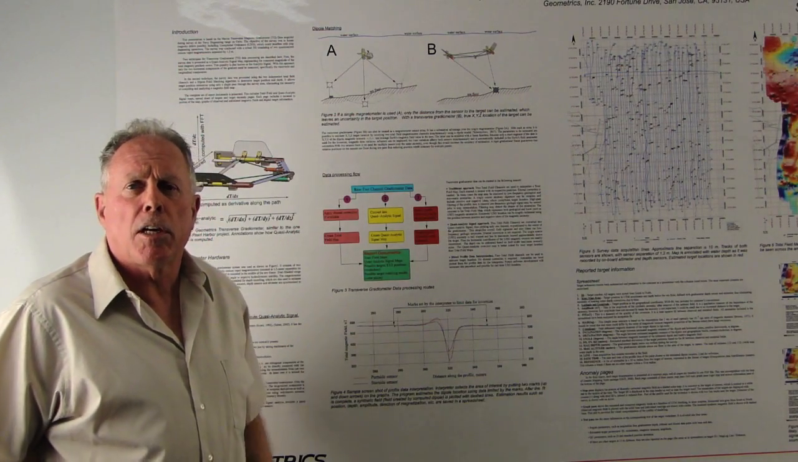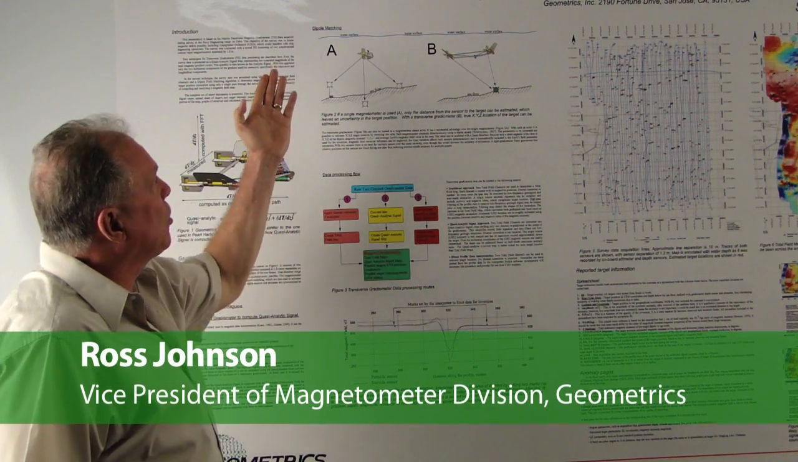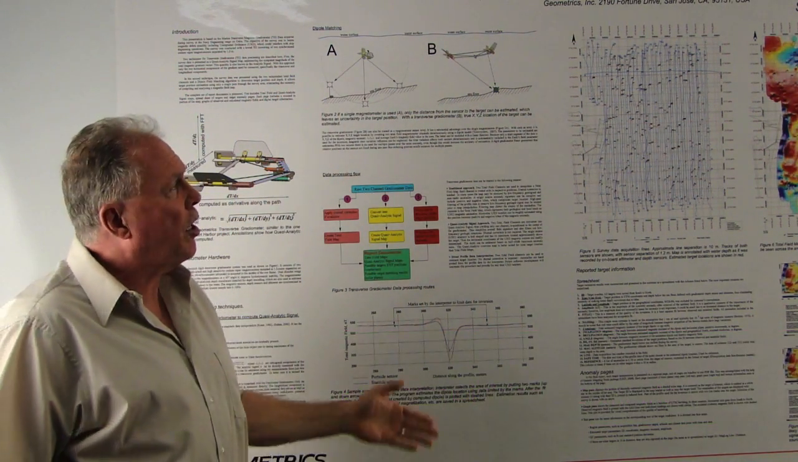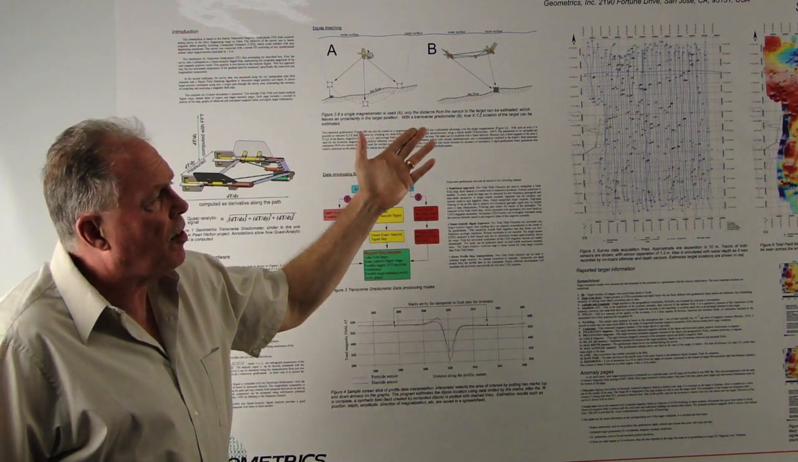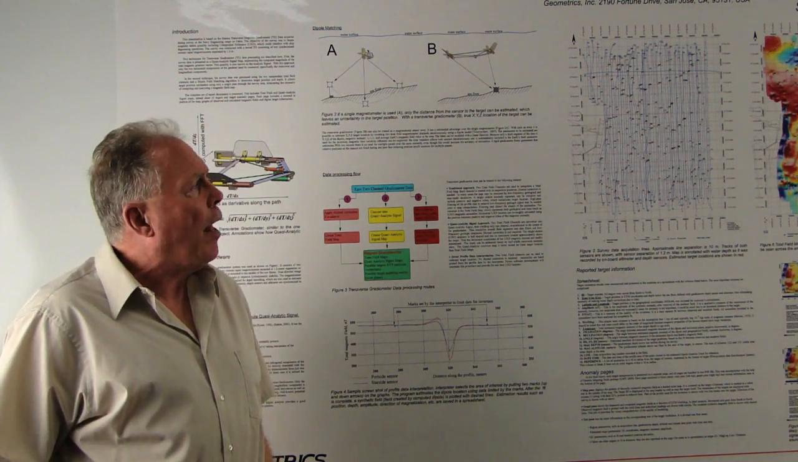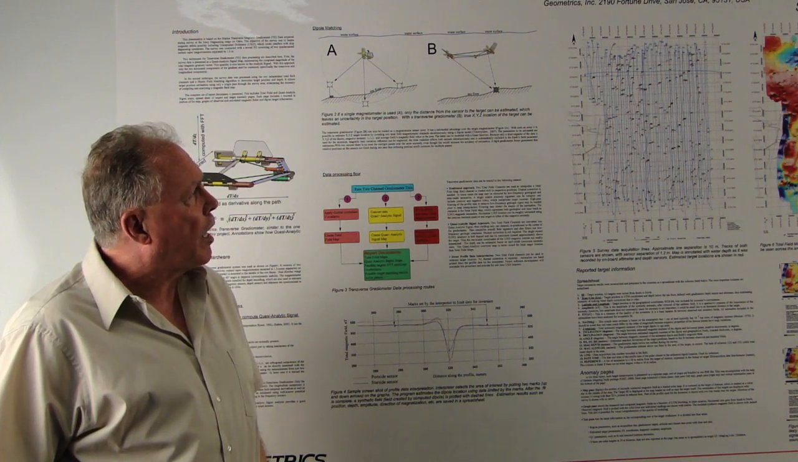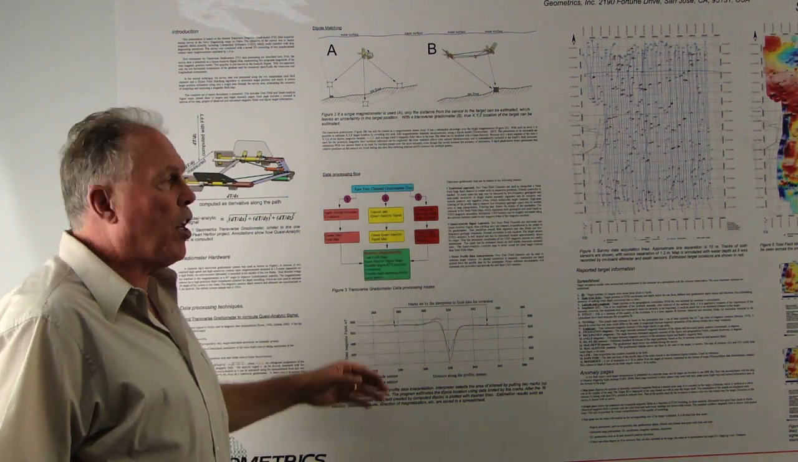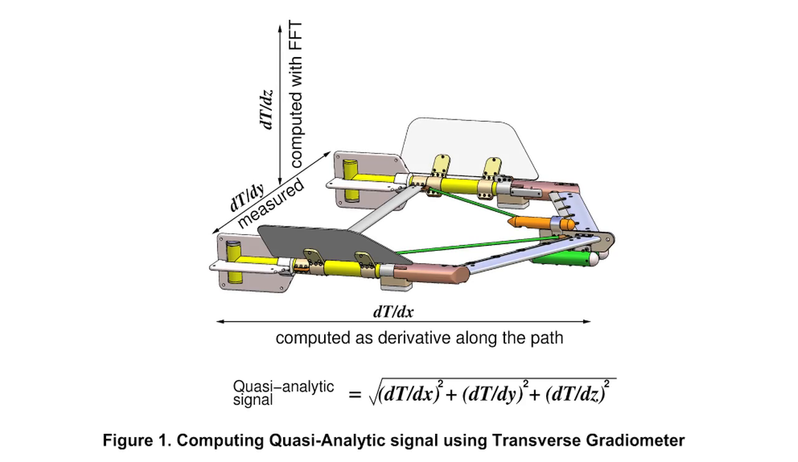Today we're going to discuss the transverse gradiometer as a UXO locating tool. This study was performed for the U.S. Navy in Oahu at Pearl Harbor. And the data was collected using our G882 transverse gradiometer, which is shown here.